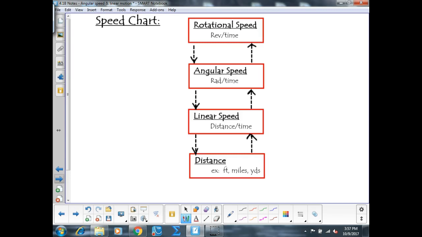Next, I'm going to pause it right now and give you a moment to copy down this speed chart, and then we'll talk about it.